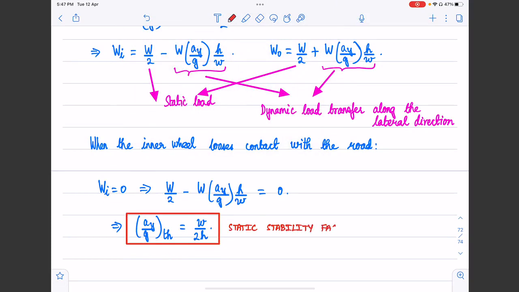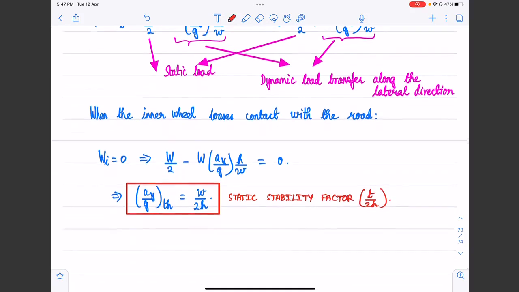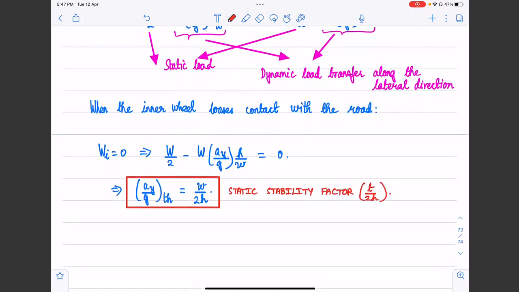All right. So commonly people will write it as T by 2H. We have denoted T, what is called a track, as W, so that's why we got the expression as W, but it's also denoted by T by 2H. So what does this static stability factor indicate? It indicates the threshold lateral acceleration beyond which there is a risk of rollover. That's something which we have obtained.